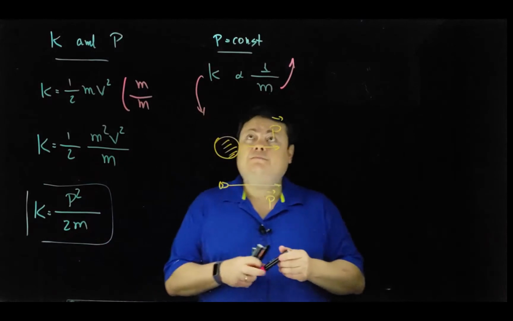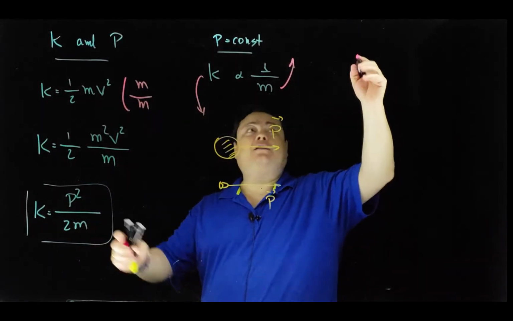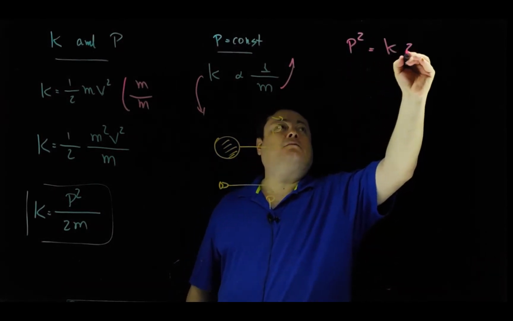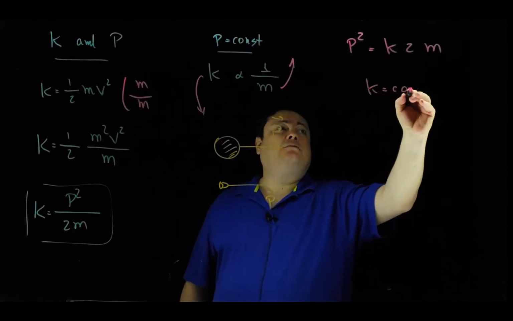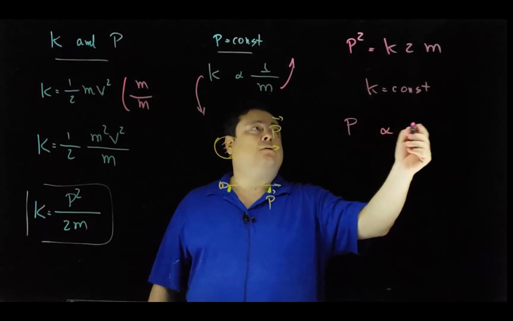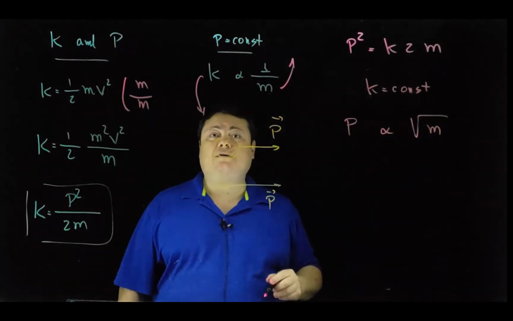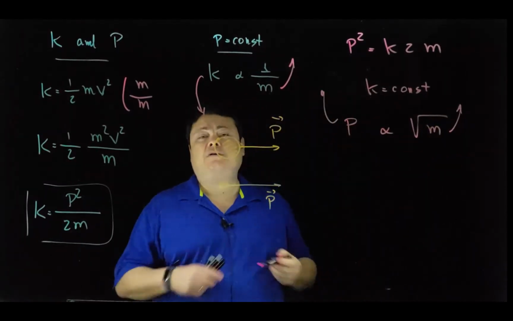On the other hand, if my kinetic energy is constant, I can rewrite this equation this way. And for a constant kinetic energy, momentum is going to be proportional to the square root of mass, which means that a more massive object carries more momentum.